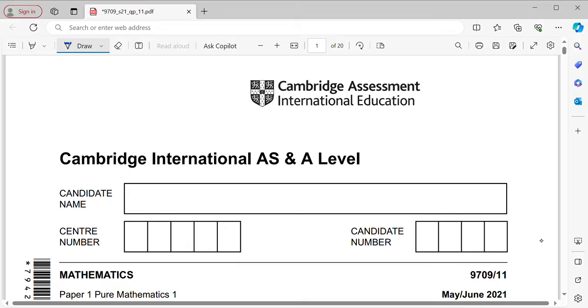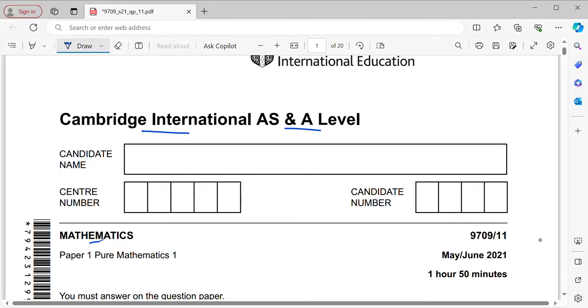This video is to discuss Cambridge International AS and A-Level Mathematics Paper 1, which is a pure mathematics one for May-June 2021, and the code is 9709/11. So let's move on to question number 1.